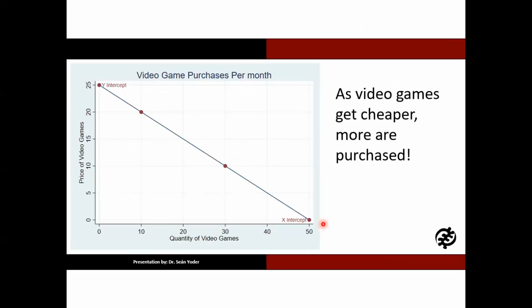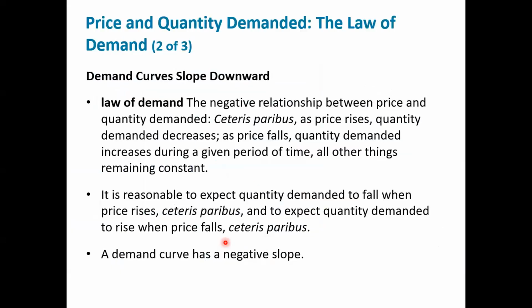So here we go. Here's a graph. On the x-axis, we have the quantity of video games. On the y-axis, we have the price of video games. So generally, as video games get cheaper, you tend to buy more. So at the price of $20 in this market, 10 video games are purchased. But at a price of $10, you read it off the graph, you come across by $10 till you bump into the line, then you go down, 30 video games are purchased.